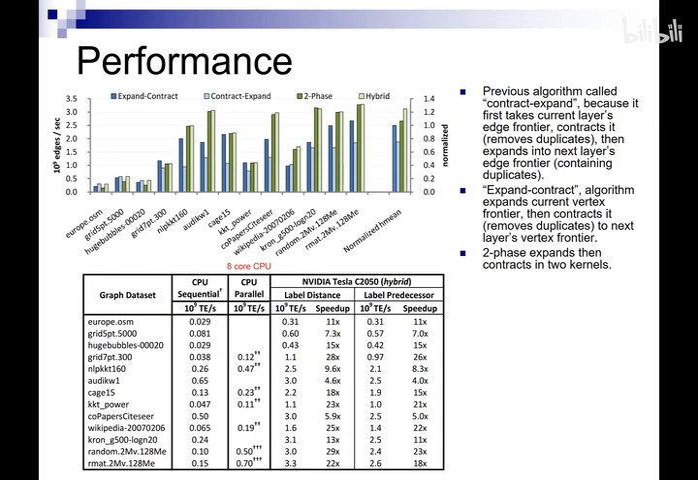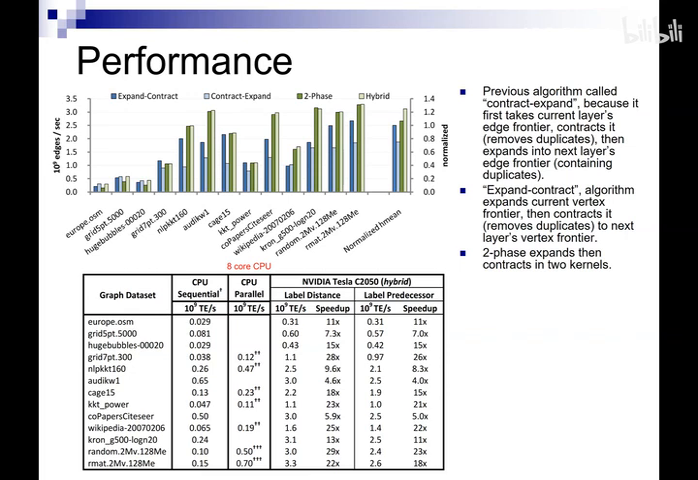You can do this in the reverse order, so you can do expand-contract, okay? This is going to expand the current vertex frontier and then contract it to remove the duplicates to get the next layer's frontier. Yeah, right. And all of these proposals are from the Merrill paper, okay? And then there's also something called two-phase, which is going to do the expansion and the contraction in two different kernels.